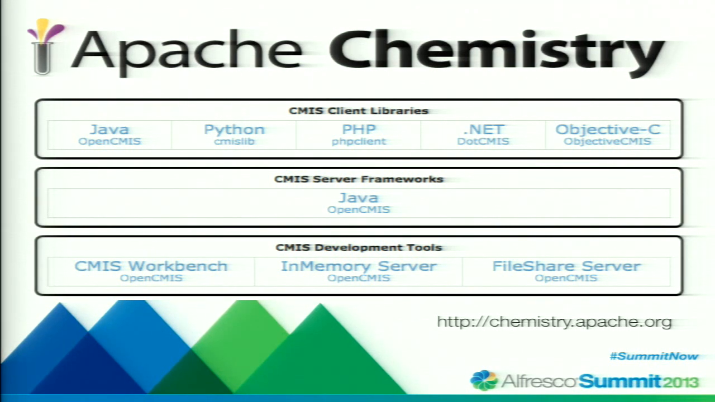But the things that I want to talk about next are these development tools. There are two reference servers available at Chemistry. One's called the in-memory server, and the other one's called the file share server. Those do exactly what you would think they do by the name. The file share server turns a file system on your machine into a CMIS server, and the in-memory server creates a repository entirely in memory, and once you shut down Tomcat, all your content goes away. So obviously not for production use, but great for development purposes. These are two server implementations that you can get from Apache Chemistry. Again, not for production use, but great for development.